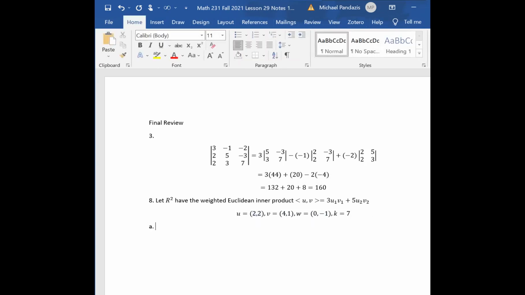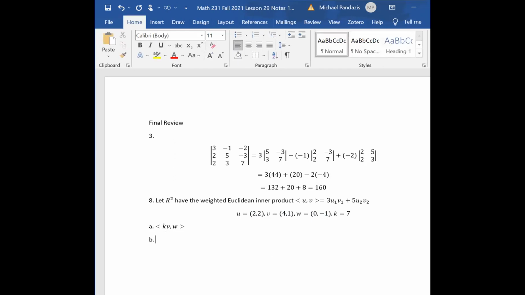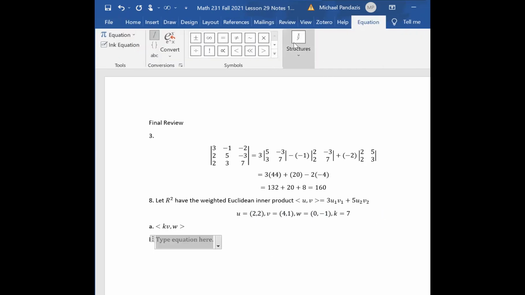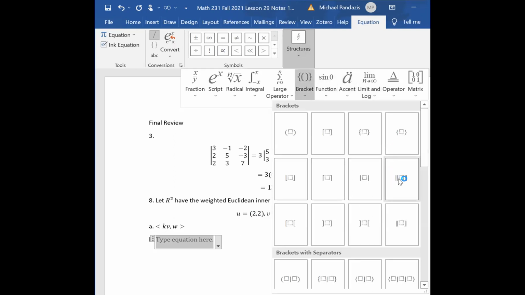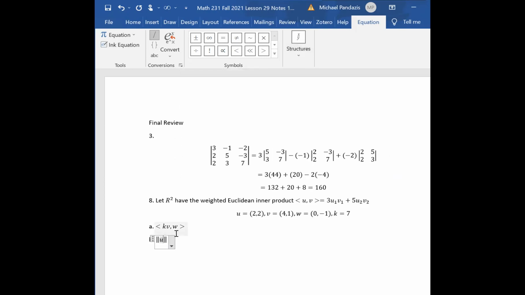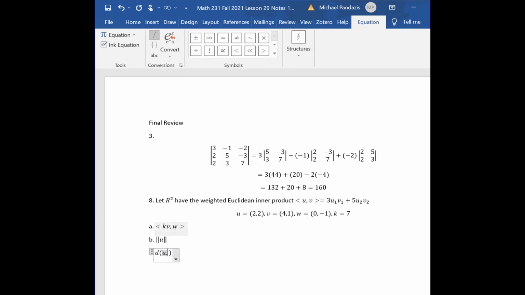Because this is computational, it's kind of good to start with an easier one. So kv comma w, we want to calculate in A. In B, it's the norm of u. C, it's the distance between u and w. And in D, it's the inner product of u plus v comma w. Okay, I now have the question written down, so I can start doing something.